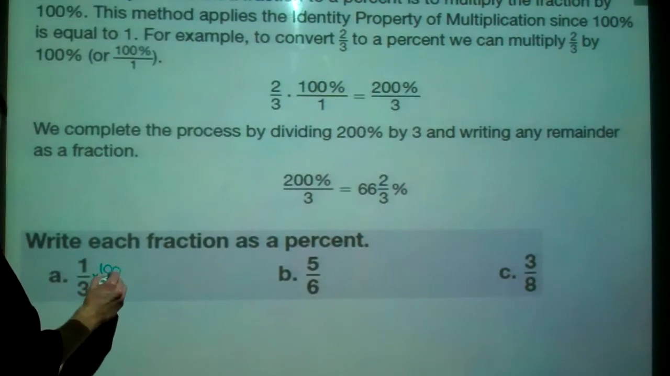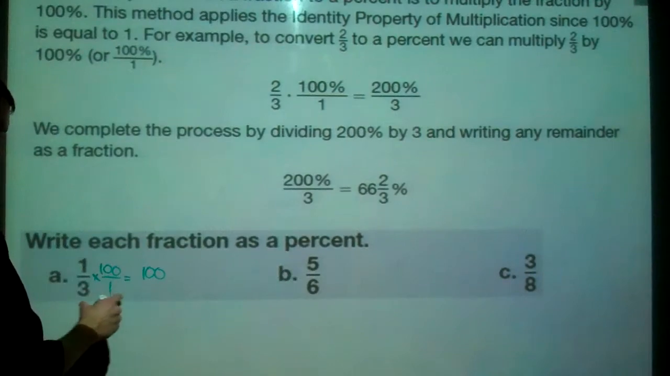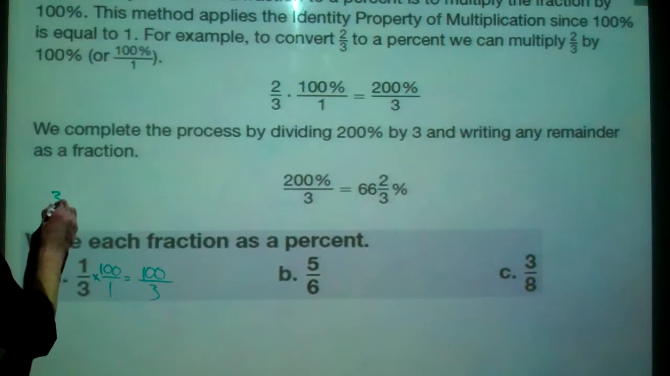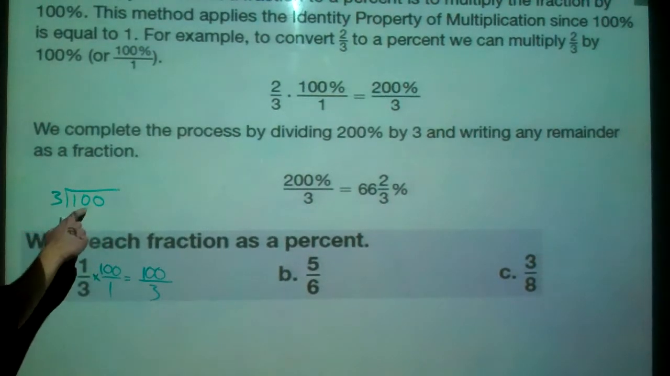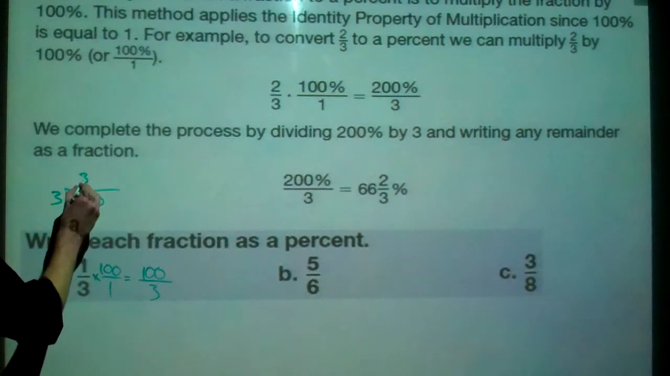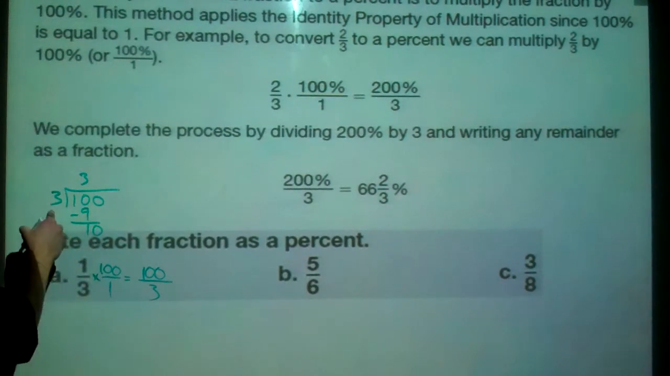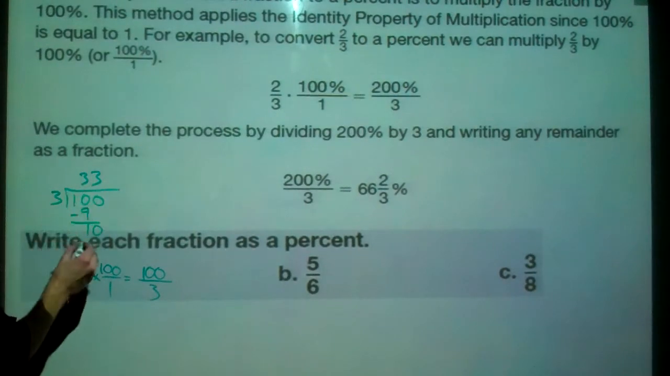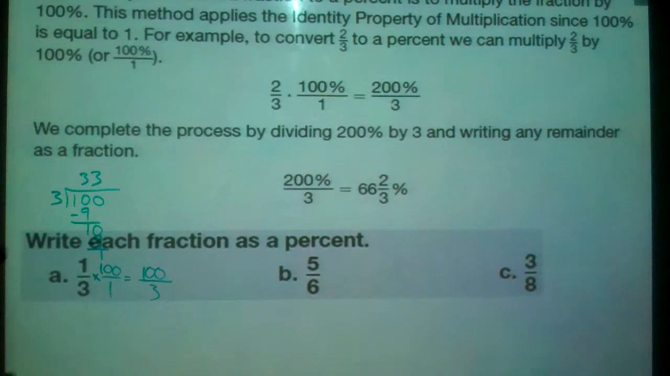Multiply by 100 over 1. 1 times 100 is 100. 3 times 1 is 3. So we do 100 divided by 3. I know that 3 goes into 10 3 times. 3 times 3 is 9. Subtract, we get another 10. 3 goes into 10 3 times again. 3 times 3 is 9. We get a 1. We're going to drop a 0 again in our decimals right here.